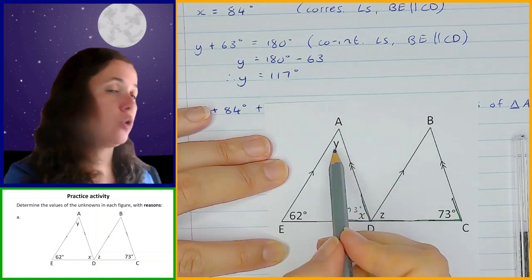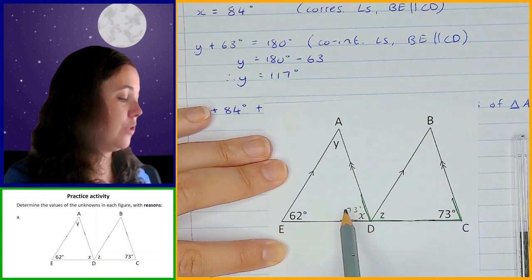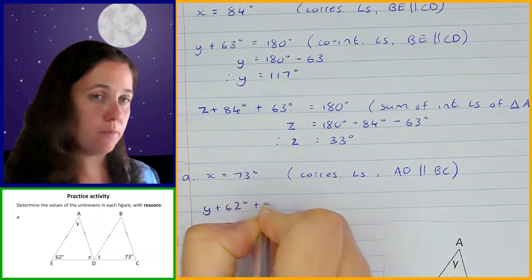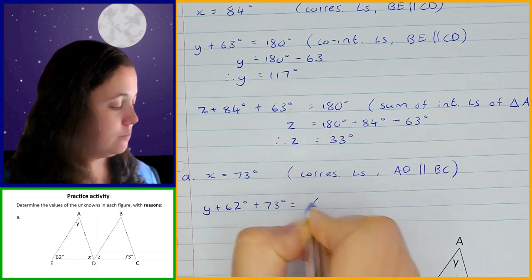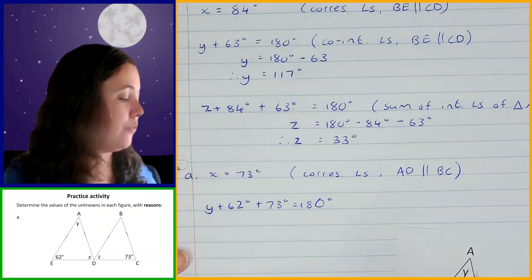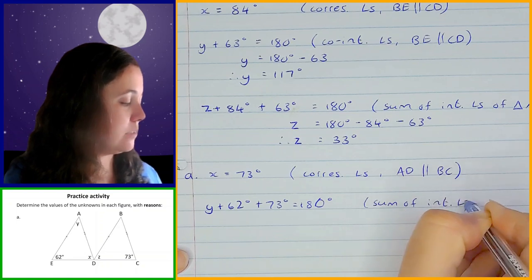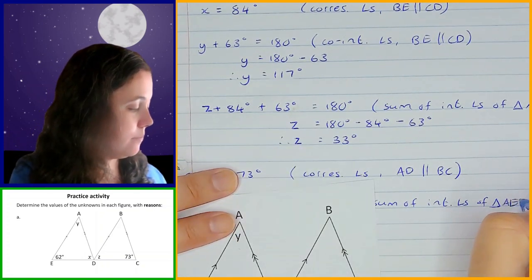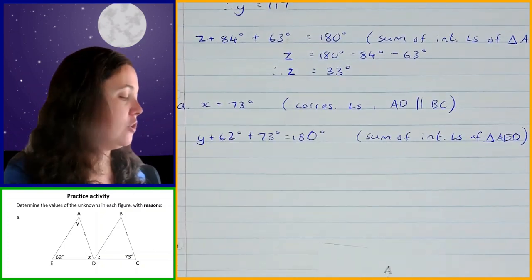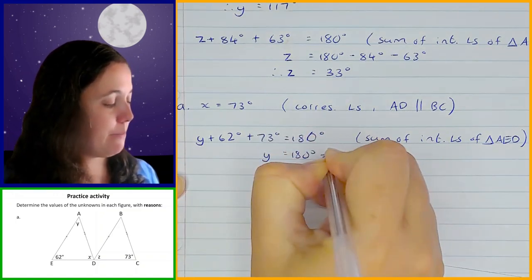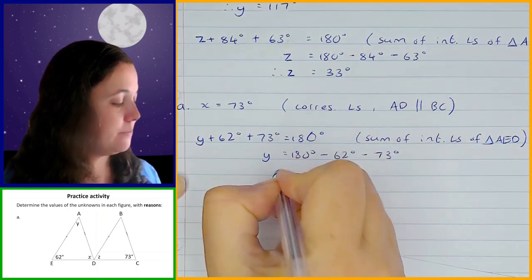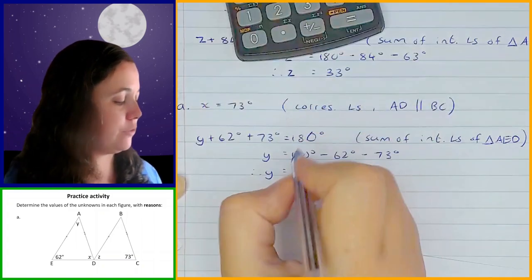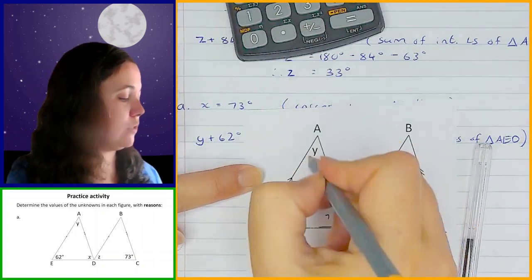Once we've worked that out, we can then work out Y using the interior angles of this triangle. Because I know that one, now I can work out the third angle. So Y plus 62 plus 73 is equal to 180 degrees, and my reason is the sum of the interior angles of a triangle, and in this case I'm working with triangle AED. Now I'm going to solve for Y. That gives me Y equals 180 degrees minus 62 degrees minus 73 degrees. So 180 minus 62 minus 73 gives me 45 degrees. Now I know that this angle over here is 45 degrees.